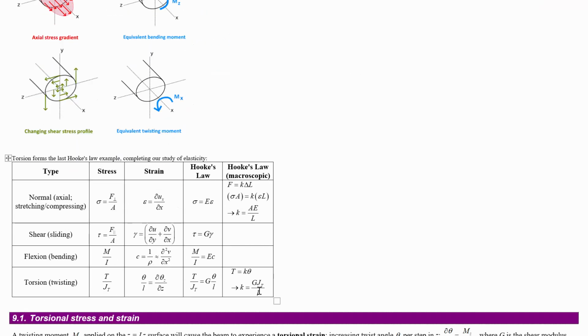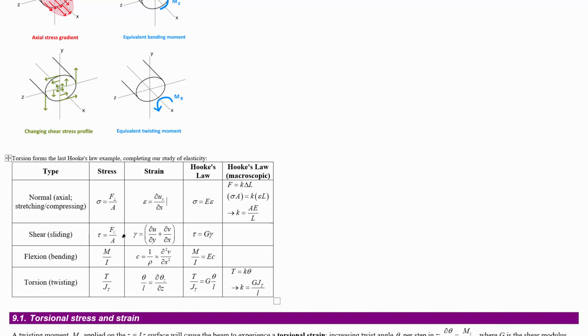Torsion turns out to be parallel to a lot of the other things that we've dealt with so far. So normal stress is the force perpendicular to the surface divided by the area of that surface, and this leads to a normal strain, which is the rate of change of the, let's say, x displacement per step in x, and leads to a Hooke's law that stress is related to the strain via the Young's modulus.